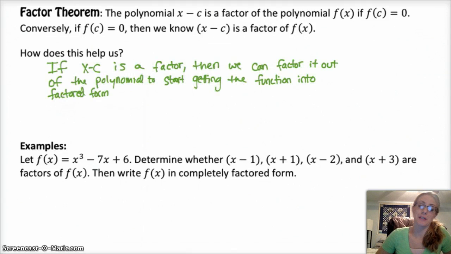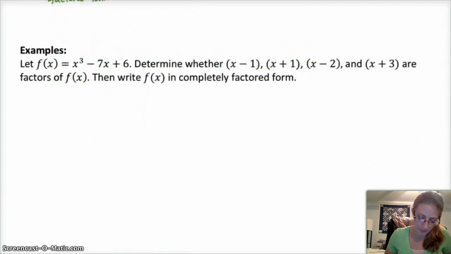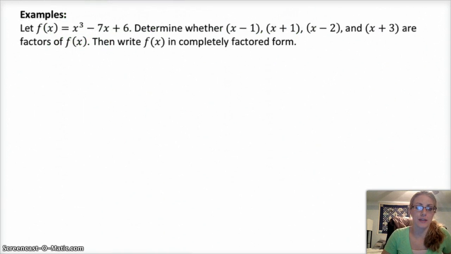This is really nice because basically if you find out that x minus c is a factor of another polynomial and you're trying to get that polynomial into factored form, you can divide it out or factor it out so that you can start writing that function into factored form. So I'm going to show you an example of what I mean by this. Let f of x equal x cubed minus 7x plus 6. We need to determine whether x minus 1, x plus 1, x minus 2, and x plus 3 are factors of f of x. And then it says write f of x in completely factored form.